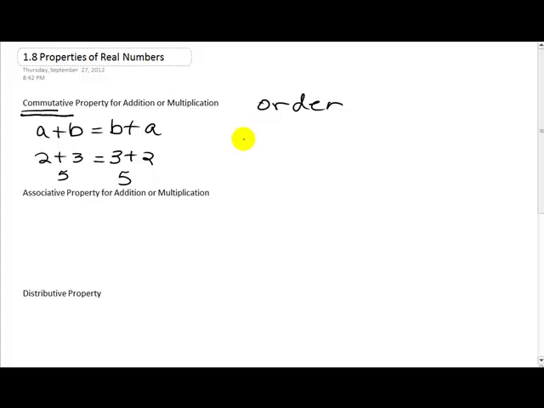This works for multiplication too. So 2 times 3 equals 6. And I can reverse that order, and my answer is still 6. We're still multiplying the same numbers, so it doesn't matter the order.